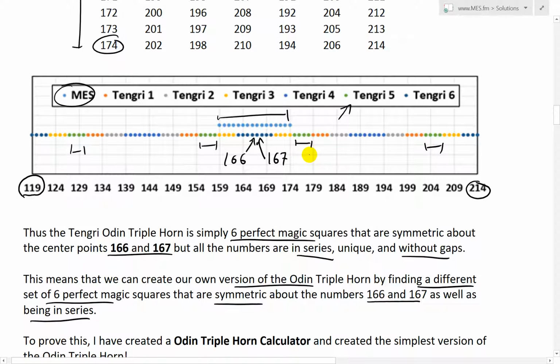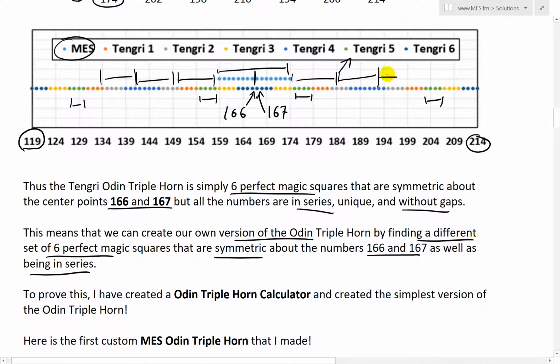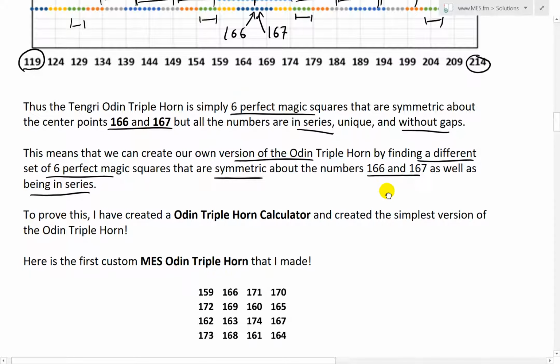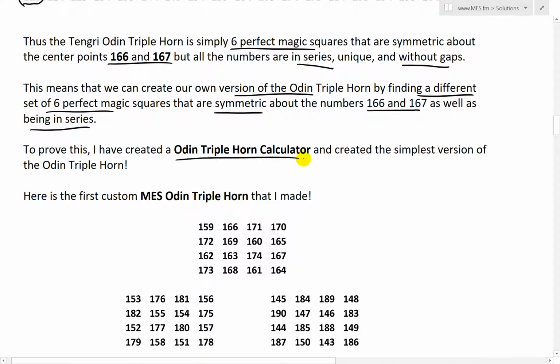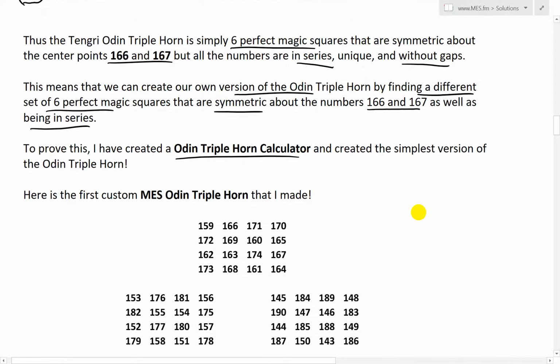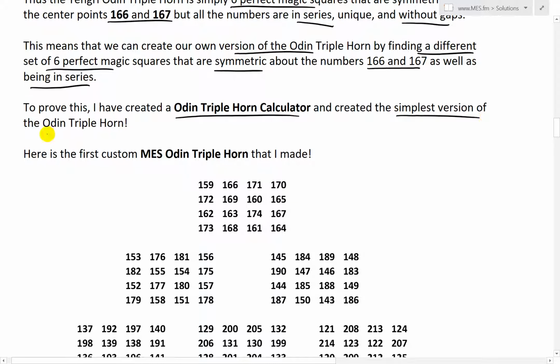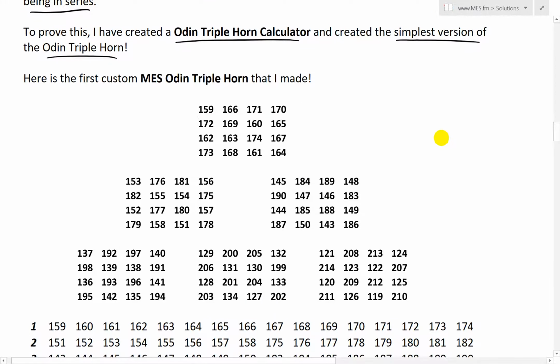So what I actually did was I split these up by 8. If we take this first one here and then move another pair like this, and then another pair like this, then basically you can create your own Tengri Odin horn, and that's what I actually did. To prove this, I've created an Odin Triple Horn calculator, and I'll show you that in a bit. And I created the simplest version of the Odin Triple Horn. Here's the first custom MES Odin Triple Horn that I made.